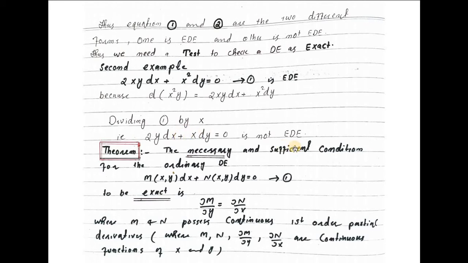So here we have two equivalent equations. The first one is exact differential equation because we are able to write it as a differential of some function, while the second form of the equation is non-exact because we are unable to write the left side of this equation as a differential of certain function.